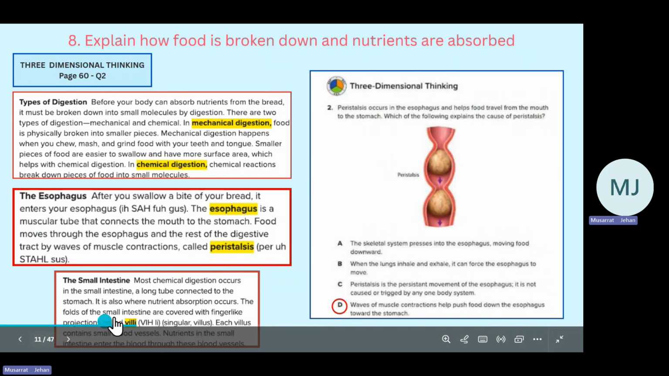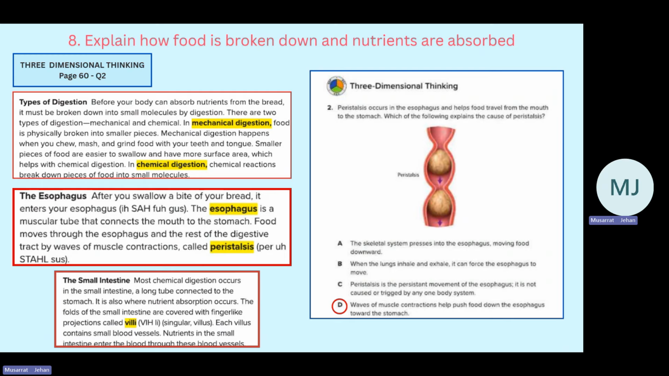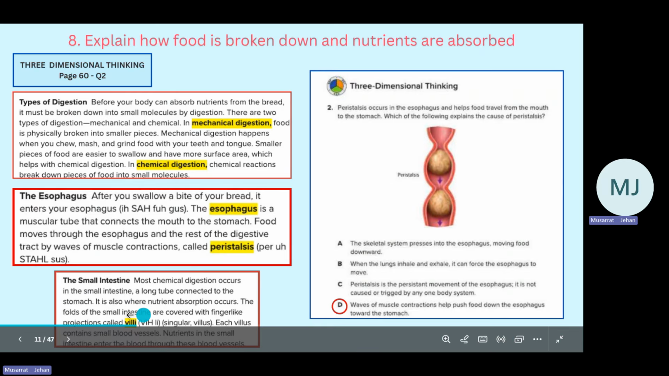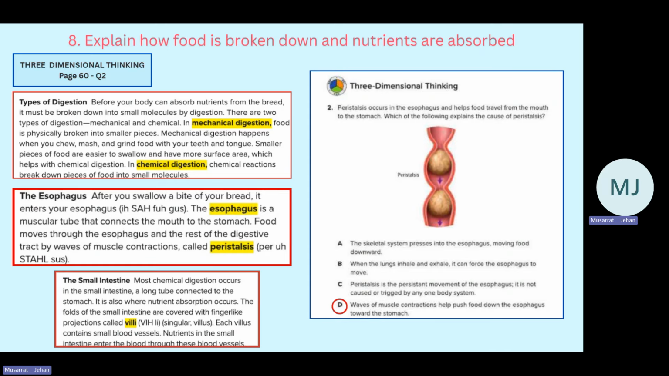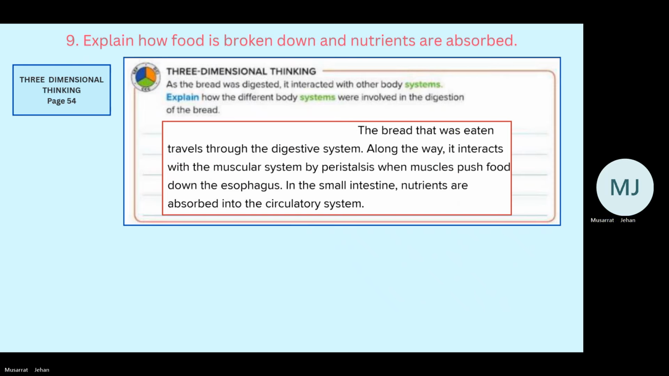The folds of the small intestine are covered with finger-like projections, and these finger-like projections are called villi. Villi, singular is villus and plural is villi, and each has a lot of blood capillaries, and these blood capillaries absorb the nutrients from the digestive system. So this is important information about the digestive system.